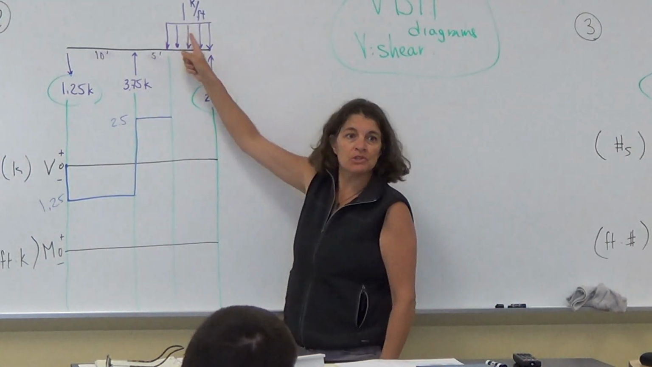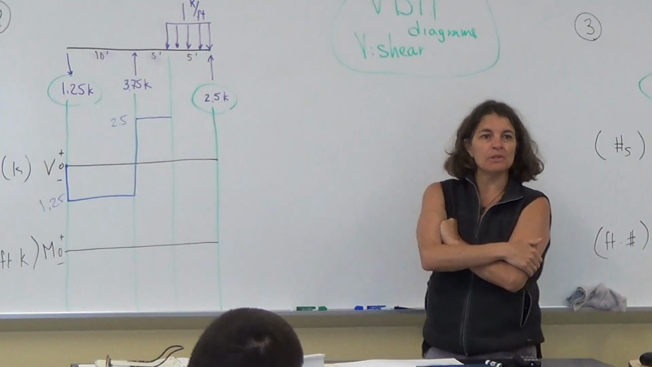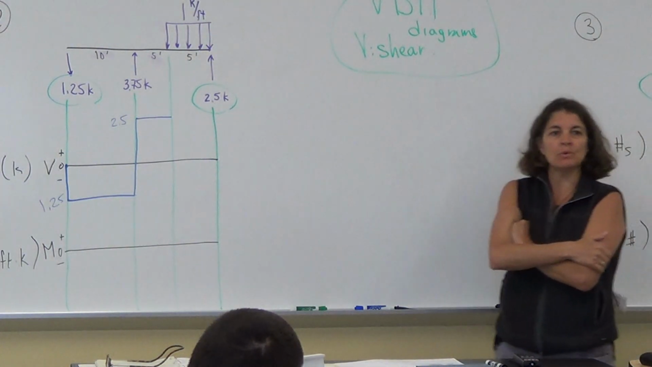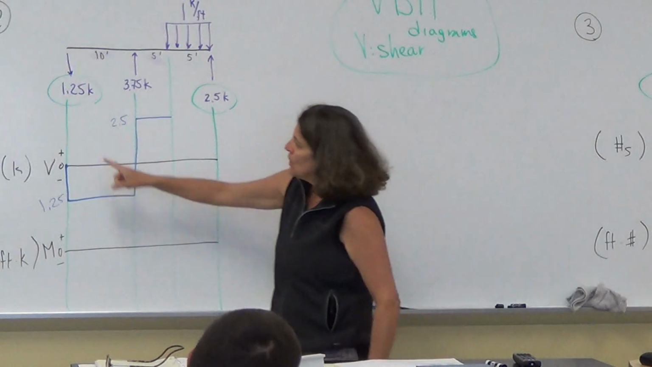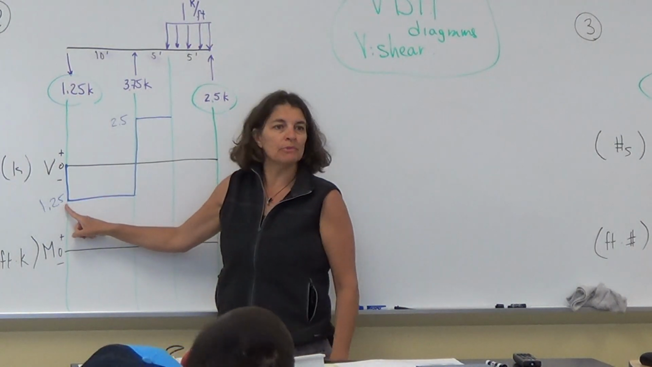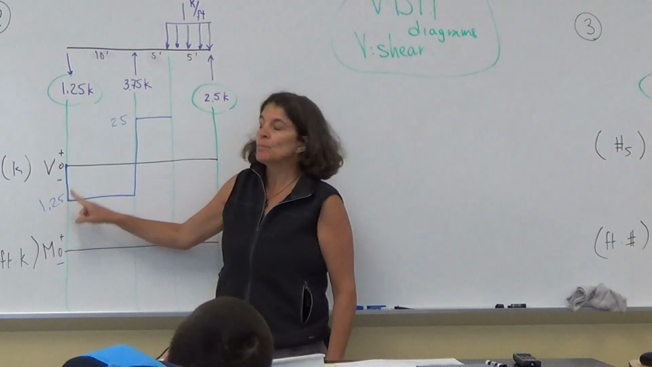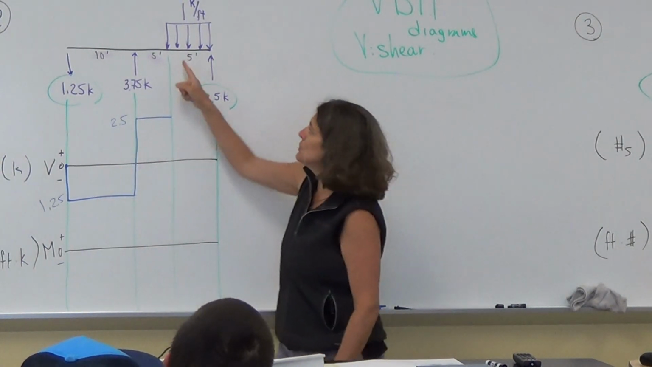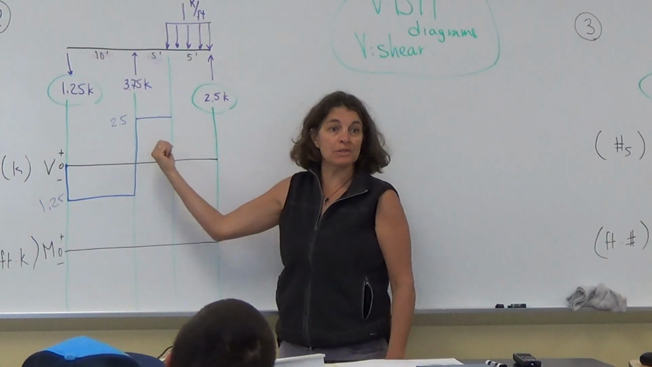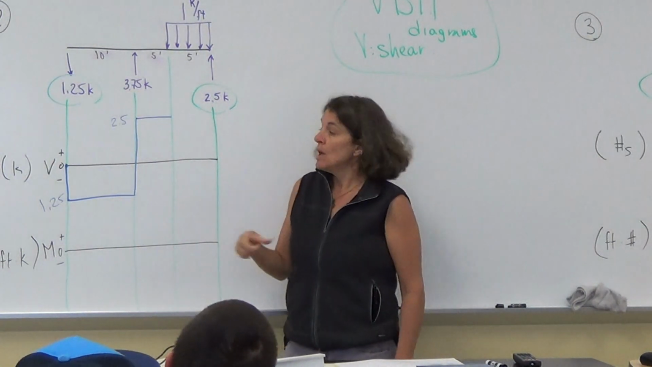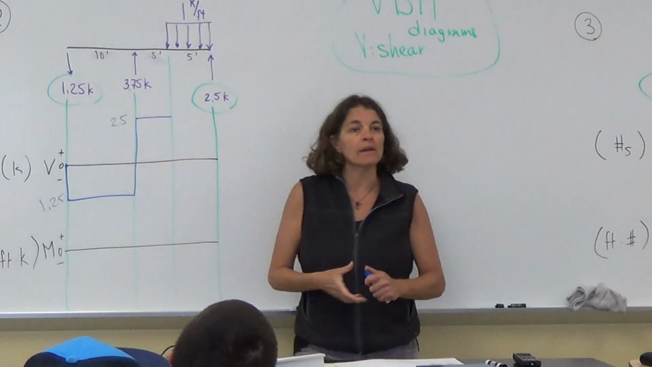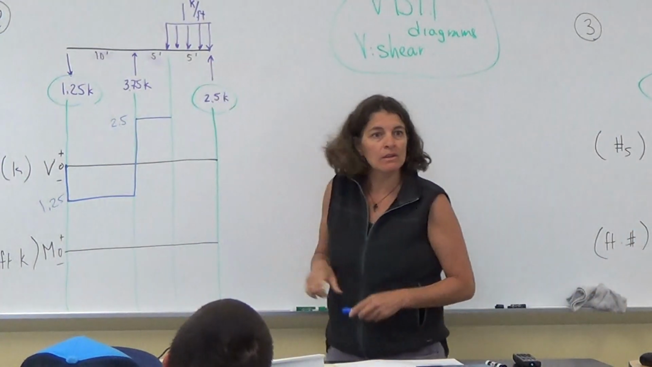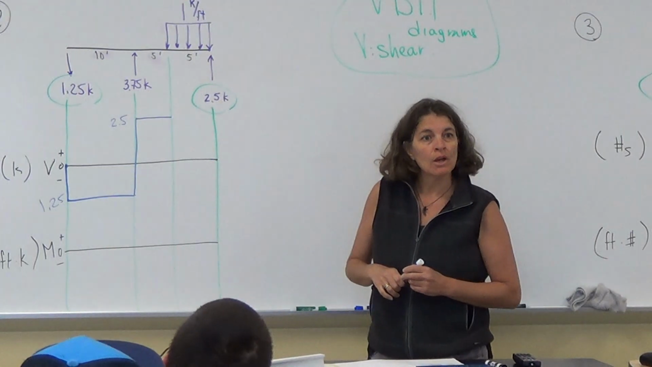Now we're dealing with the distributed load. What do you think we should do? Let me ask you a question in parts. When the load goes down, what does the diagram do? Down. When the load goes up, what happens to the diagram? Up. So we know the distributed load is down, so we know it's going to go down. But should it be a direct drop? What do you think? I think it should be over 5 feet. Over the 5 feet, yeah. What should happen? Go down 1.